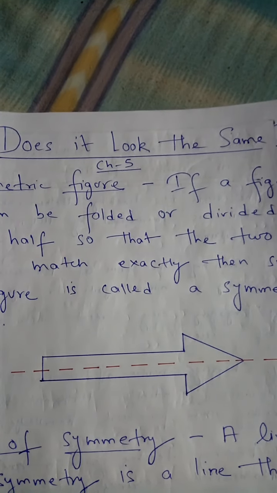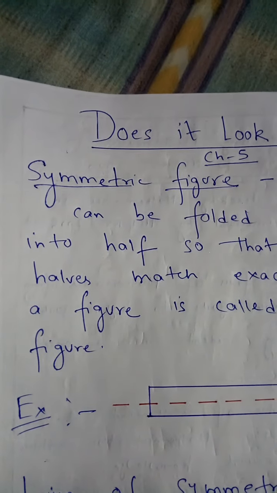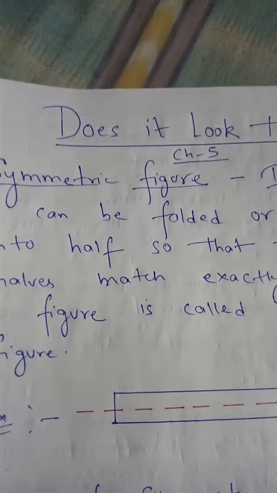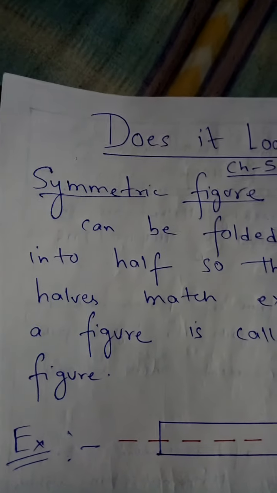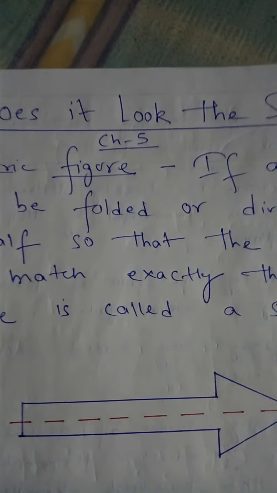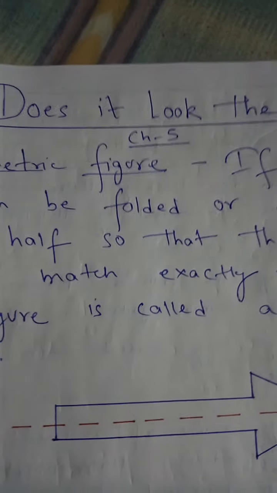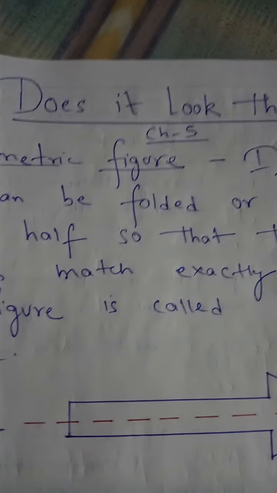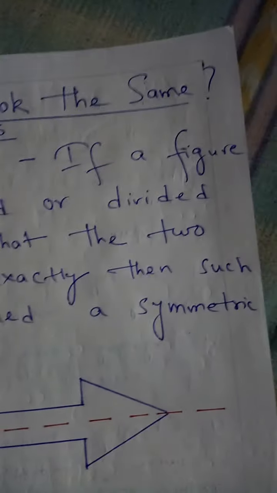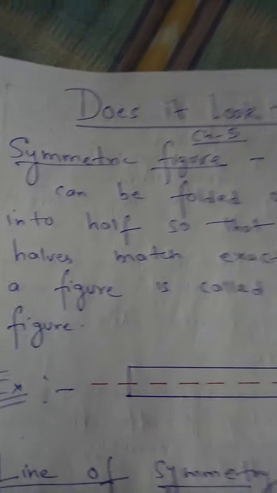So let's start with the definition of what are symmetric figures. As you can see, I have written here, if a figure can be folded or divided into half so that the two halves match exactly, then such figure is called a symmetric figure. So what is the meaning of this?